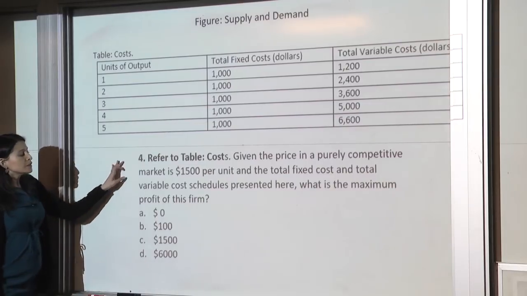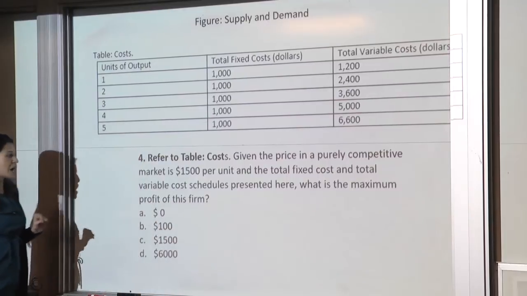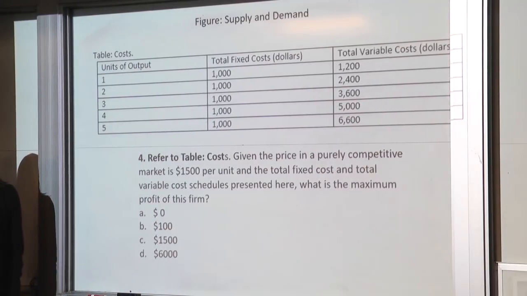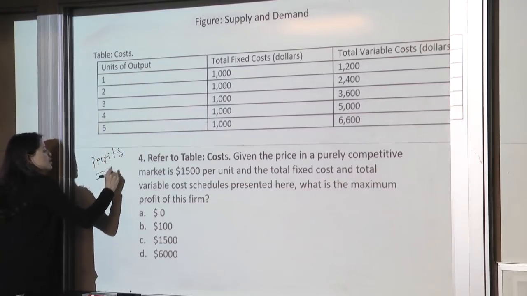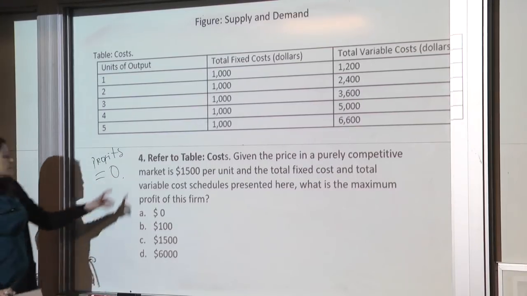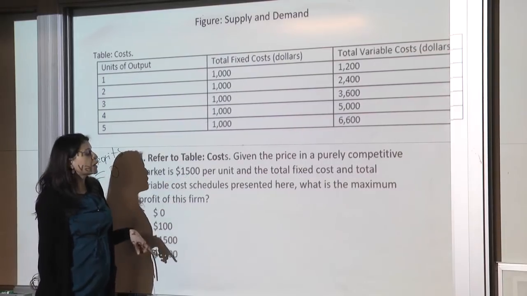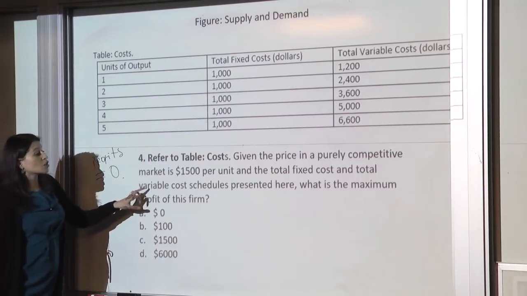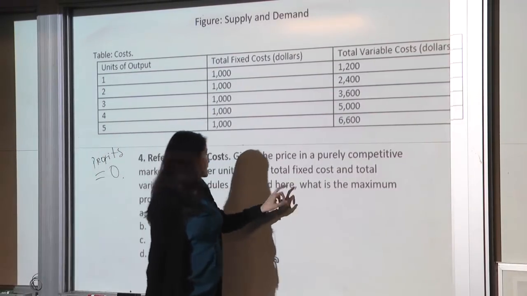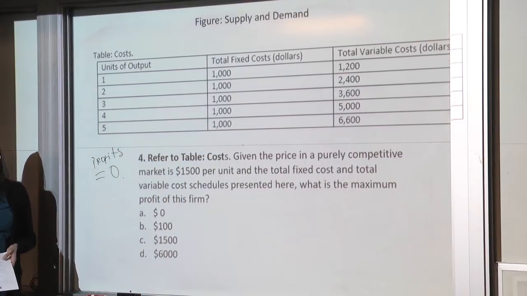Okay. Refer to this table. Given the price in a purely competitive market, what happens in a purely competitive market? Profits equal 0, okay? The price is 1,500 per unit, and the total fixed cost and total variable cost schedule presented here. What is the maximum profit of this firm? So what is the answer?